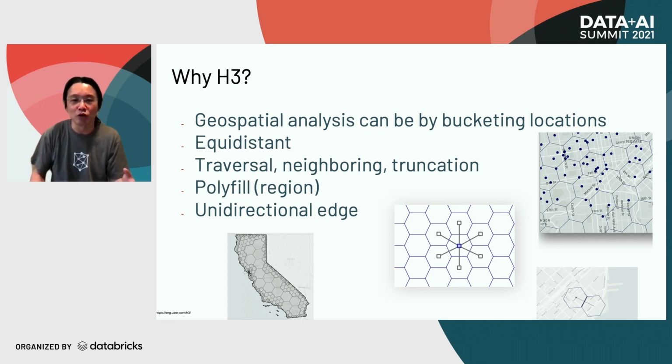In an individual hexagon. One of the advantages of hexagons is also that they are equidistant. So you can see in the middle here, it doesn't matter which direction you go, it has the exact same distance when you are moving around. So traversal, neighboring, truncation, or even filling a region and filling an area, right? There are different ways you can look at geospatial analysis using a system like this.